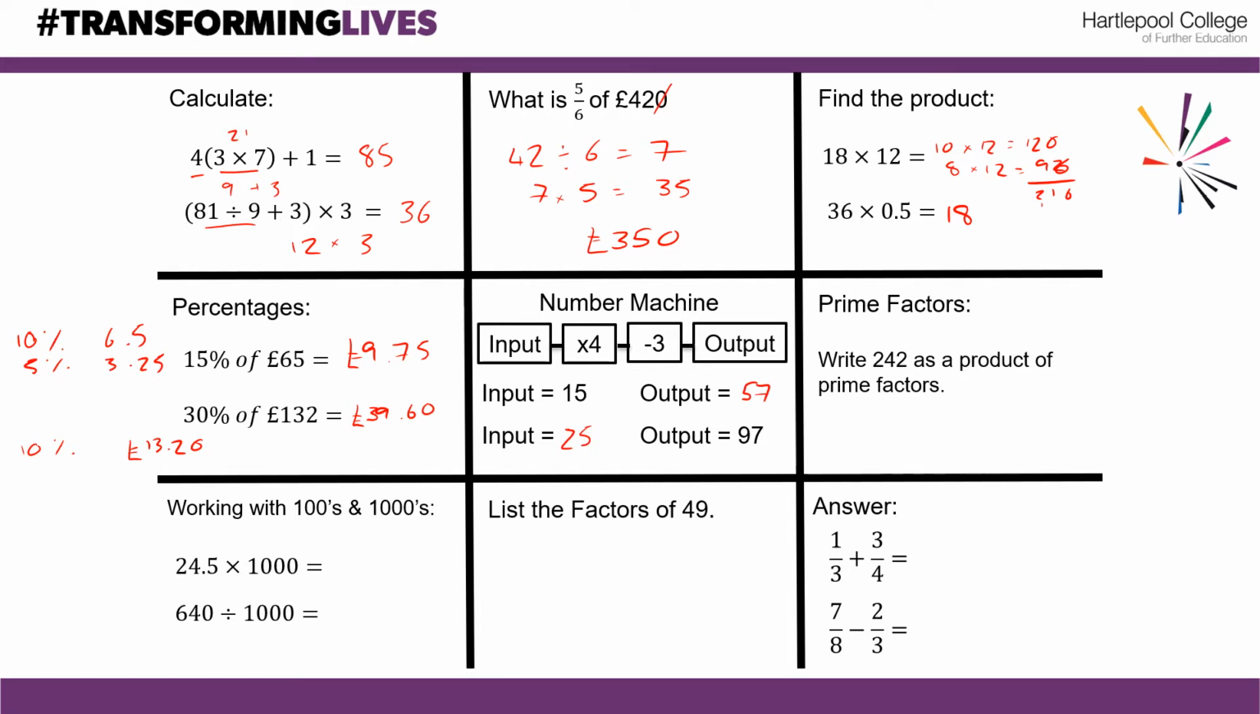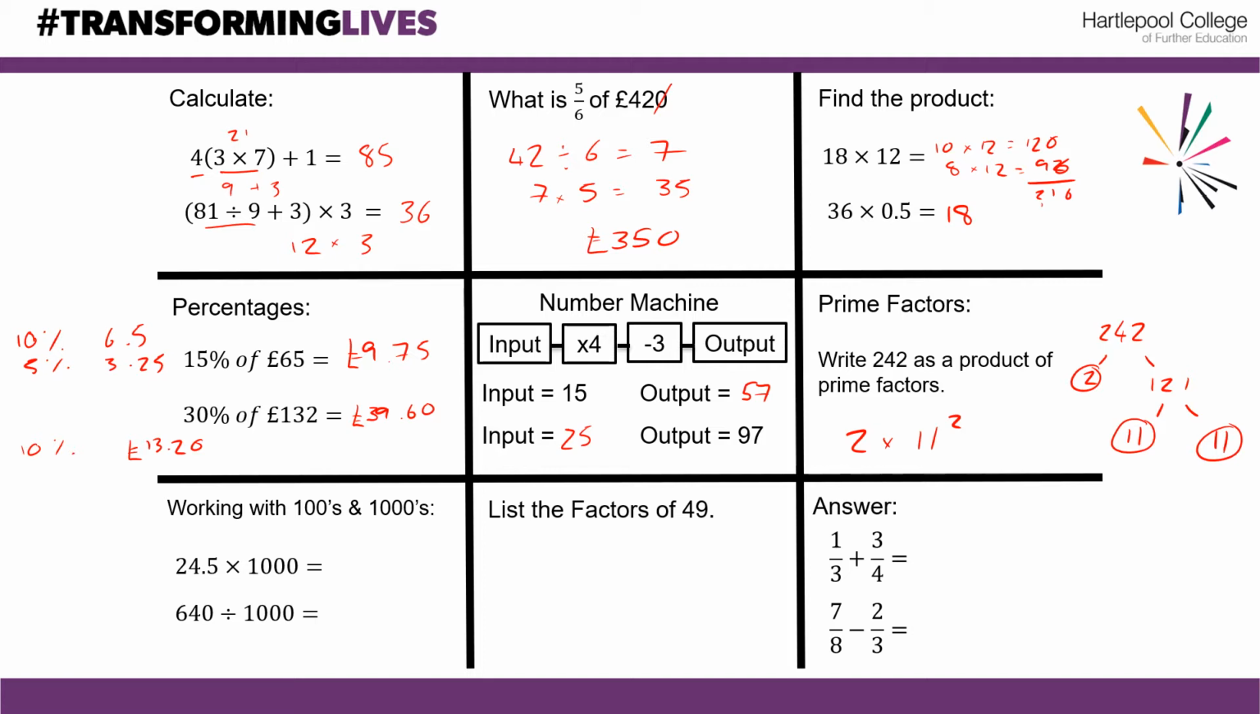Next up, write 242 as a product of prime factors. Okay, so start with 242, an even number, so I can divide it by 2, and half of that is going to be 121. 121 is a square number. I know it's 11 squared. Now, 2 is a prime, 11 is a prime, and the other 11 is a prime. So written out in index notation, that is 2 times 11 squared. And there it is, product of prime factors.